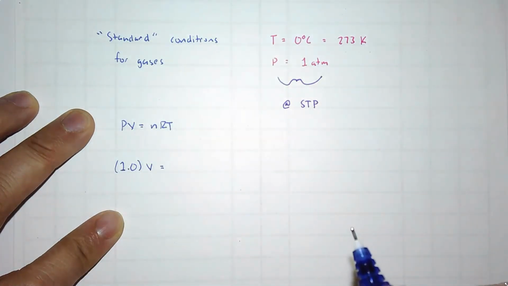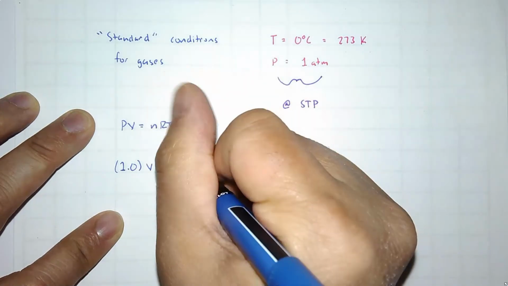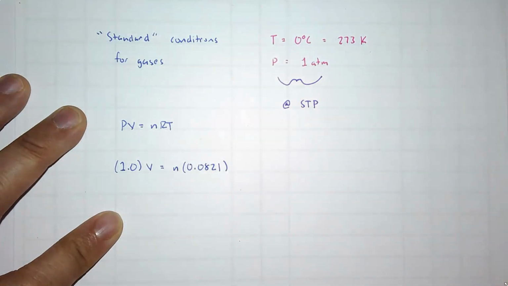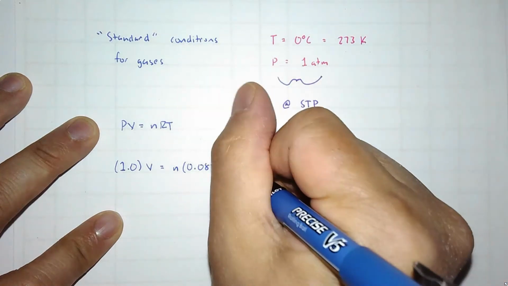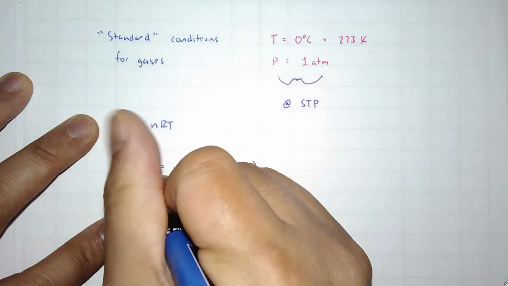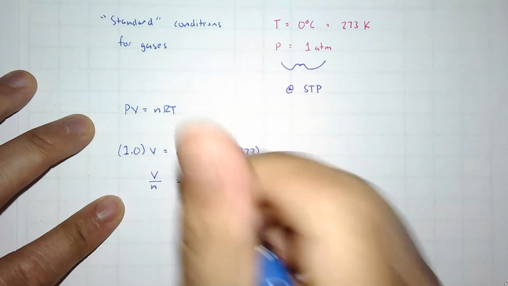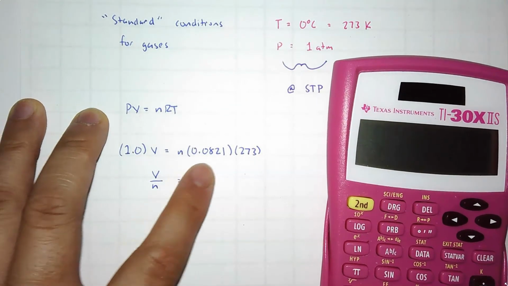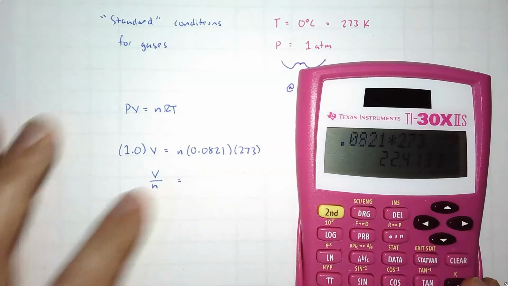equals, n is an unknown, R is 0.0821. That's the gas constant that we should use for gas laws in the ideal gas equation. Temperature 273. So what am I solving for? Let me solve for V over n, volume per mole. And how do I do this? I just multiply 0.0821 times 273, 22.4.